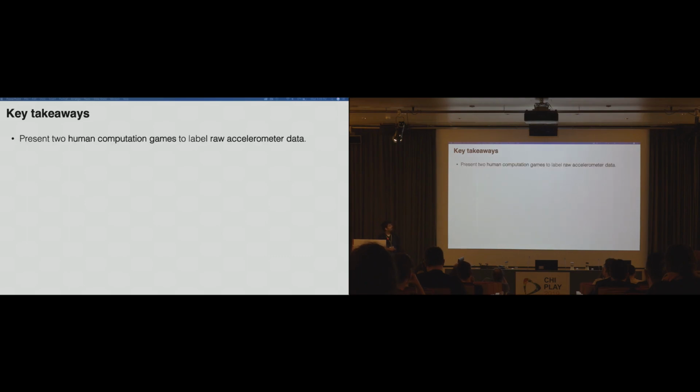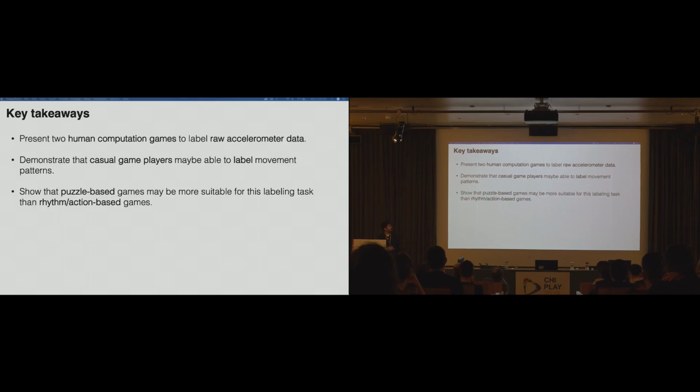So in summary, we presented two human computation games to label raw accelerometer data. We showed that casual game players may be able to label movement patterns in raw data, but in this study, we have barely scratched the surface and clearly more research is needed. We show that puzzle-based games may be more appropriate for this task, and we discuss some opportunities for algorithms, players, and experts to collaborate together and label large-scale accelerometer data sets that can be used in a lot of public health studies.